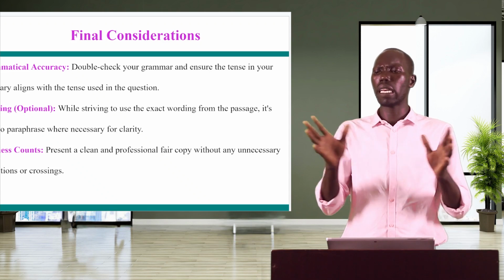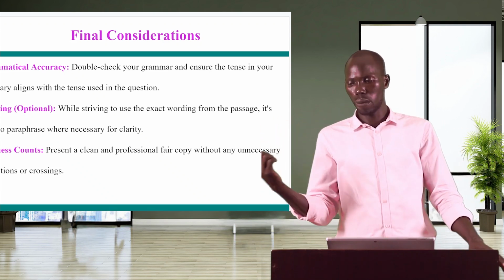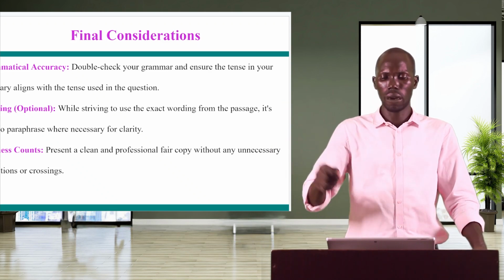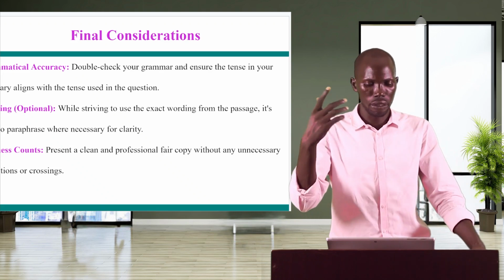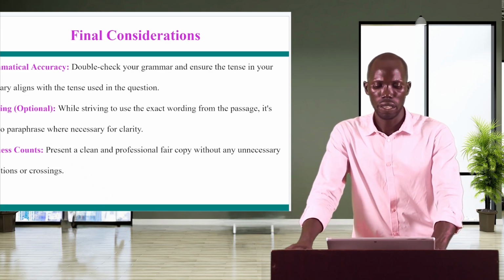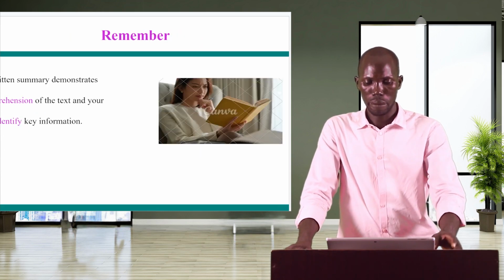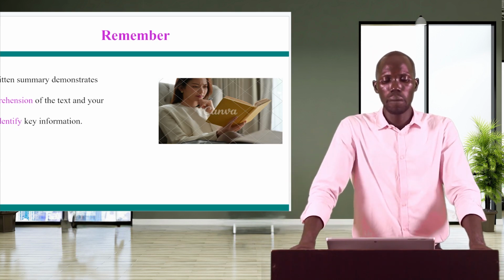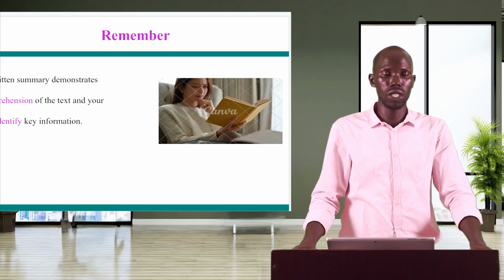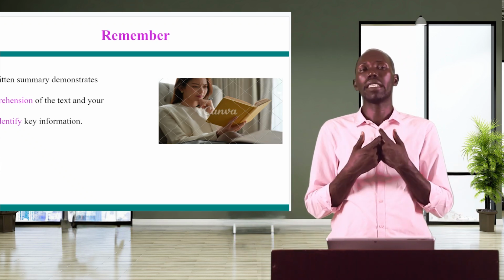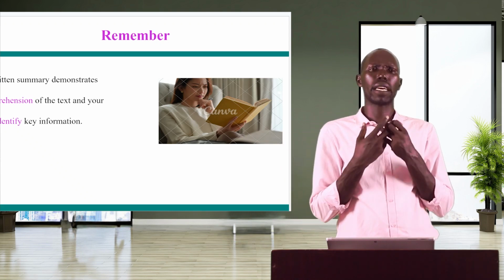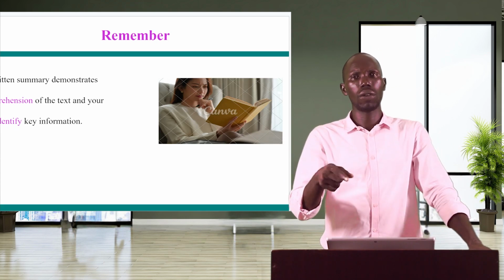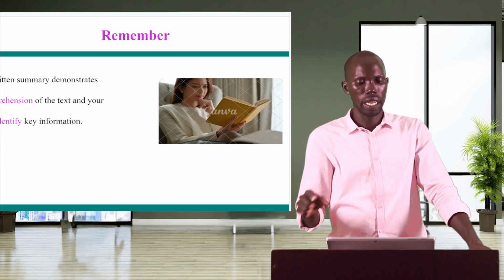Once you're writing, there should be no distractors, because if you're distracted, you may write a word wrongly, and then you're going to be tempted to cross such a word. It will mean that you are faltering, and you shall be penalized if you falter in such a way. Then finally, remember that a well-written summary demonstrates your comprehension of the text and your ability to identify key information. A well-written summary tells us that you understood the text and you can respond to this given prompt by identifying the key points that the author had stressed in the original text.